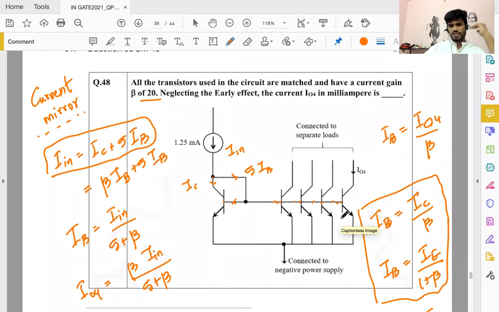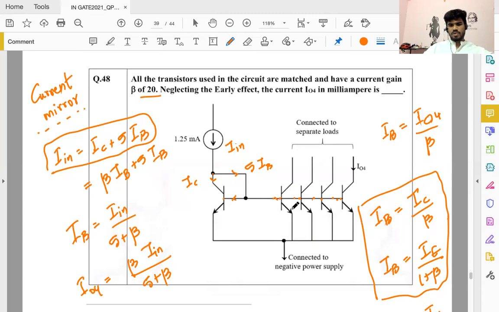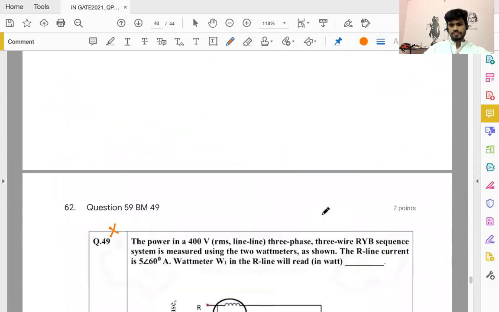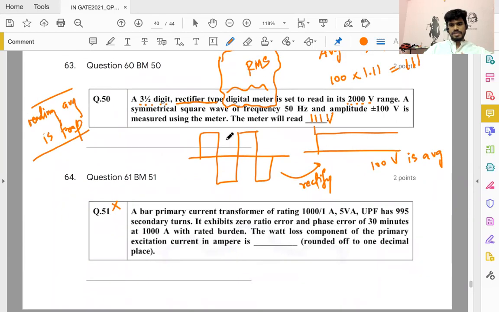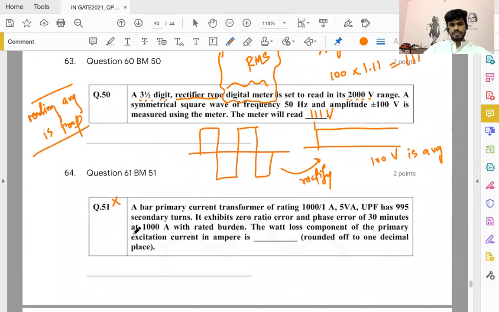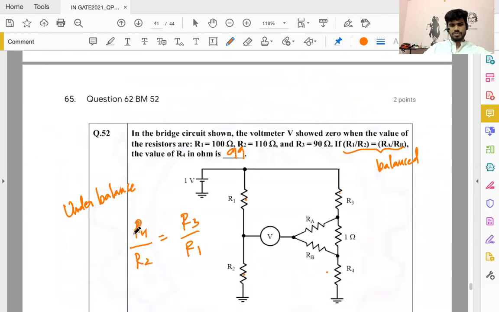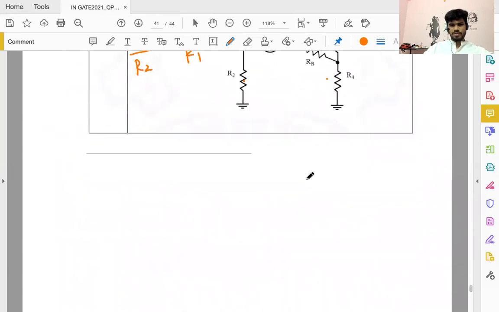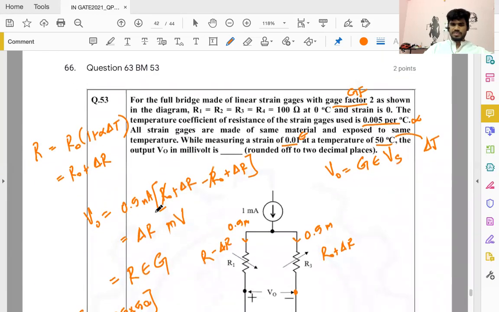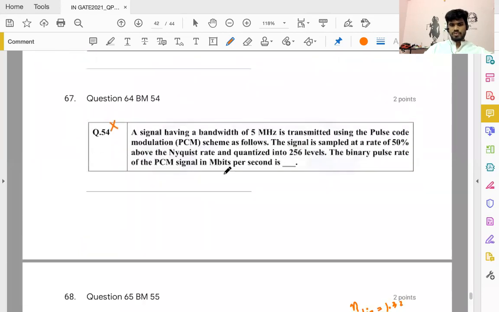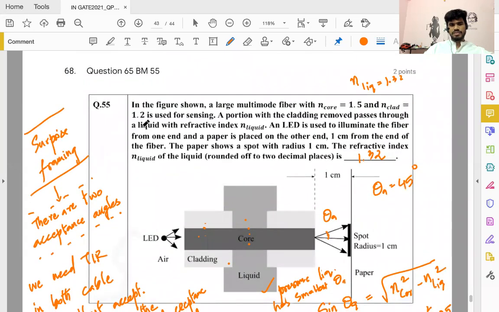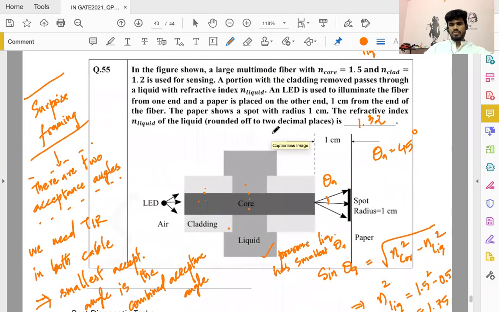Current mirror expected. It's not moderate. It's an easy question. Whether we covered BJT or not, this should be easy. Not there, plus 2. And there is a trap here. Let's do plus 2 there for the 50th question. 51st question, transformer, I don't know, plus 2. This is easy. I'm not going to count that. This is a combination of many things. Let's do plus 2. Plus 2 for PCM, pulse code modulation, and let's also do plus 2 here.